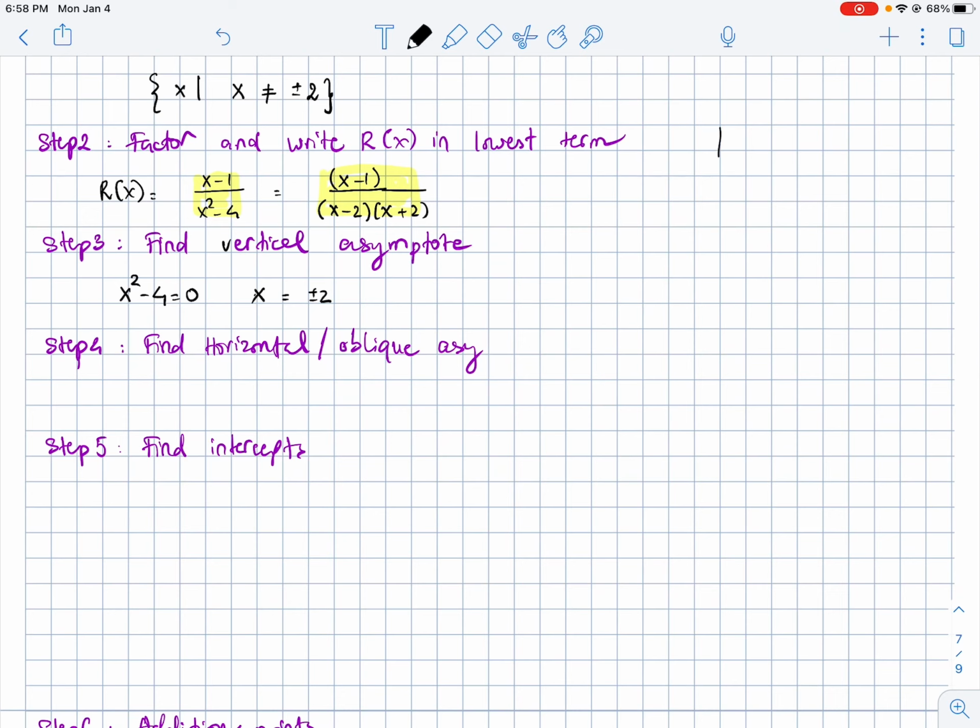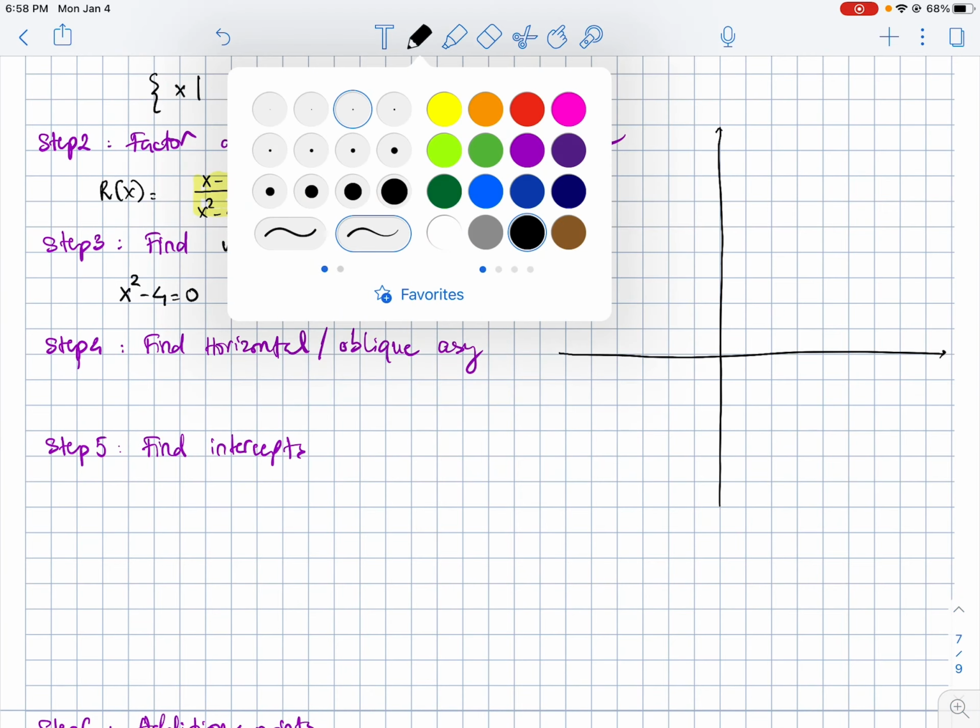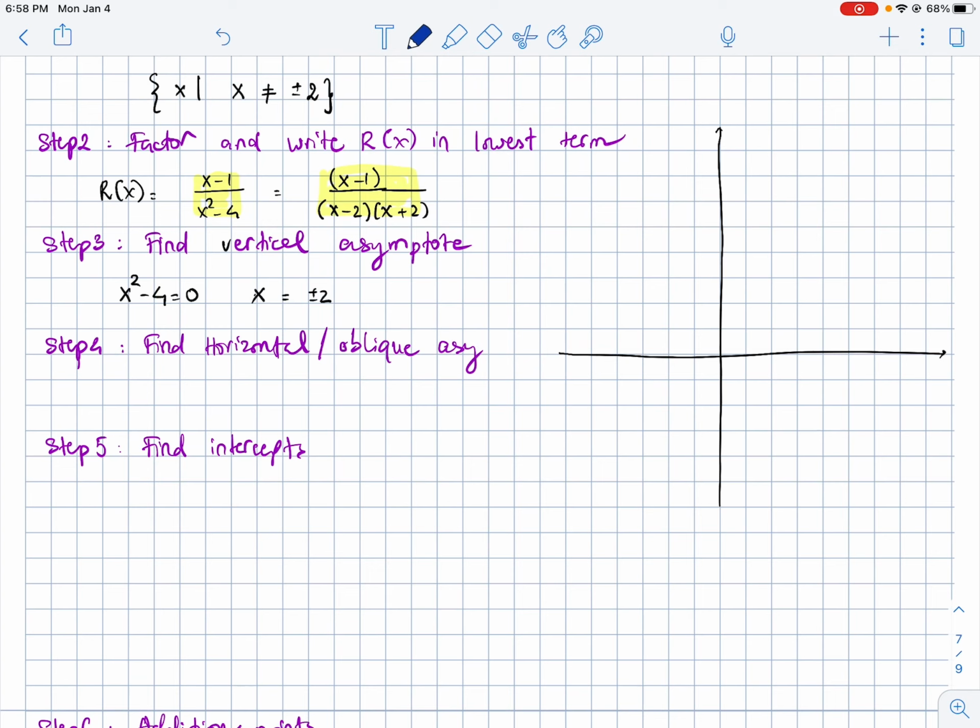So I will make the graph at the same time. For the vertical and horizontal asymptote, we will need to make a dashed line. Okay, so the vertical asymptotes are x equals 2 and negative 2.